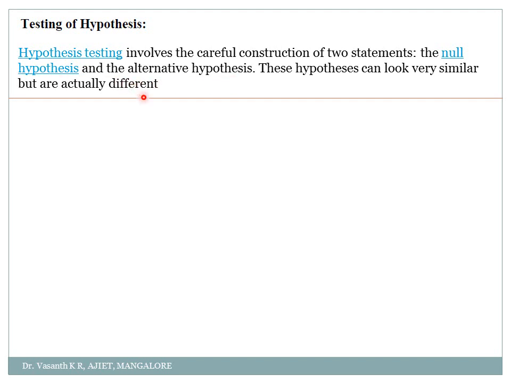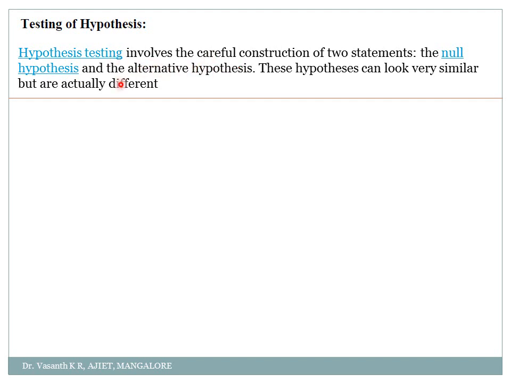Correct? For example, when we select a person, actually we have two hypotheses. One hypothesis is that a person may have corona. One more hypothesis may be that a person may not have corona. Correct? So these actually look very similar, but they are actually different, right? Once the test result comes, then only we will come to know whether the person has corona or not. Same way here in sampling theory also, we have two statements. One is null hypothesis and one more is alternative hypothesis.